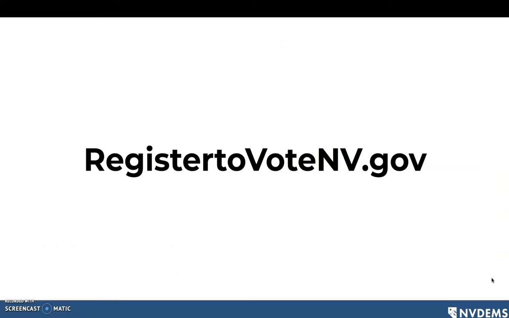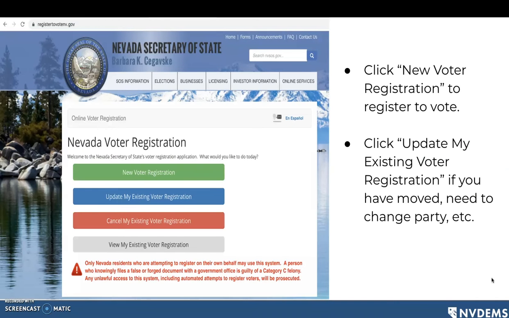So the first step is to go to registertovotenv.gov, which is part of the Secretary of State's website. Once you've arrived at that website, if you're registering to vote for the first time in Nevada, you're going to click the button that says New Voter Registration to begin the process. If you're already registered to vote and need to update your voter registration, if you've moved, need to change your party, or have a name change, you're going to click the button that says Update My Existing Voter Registration.